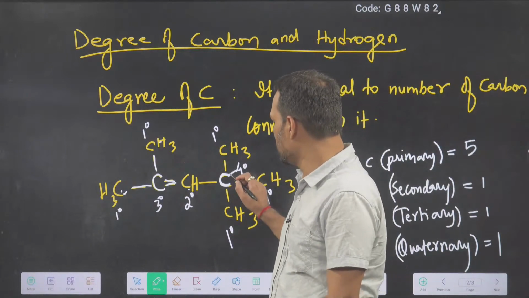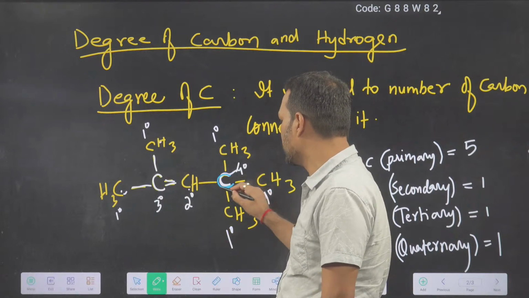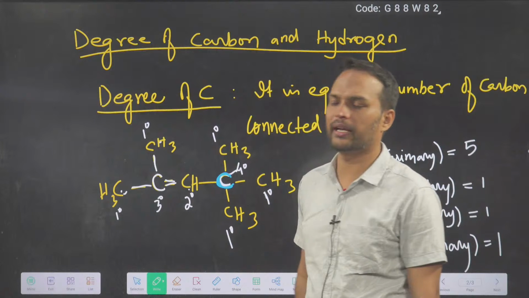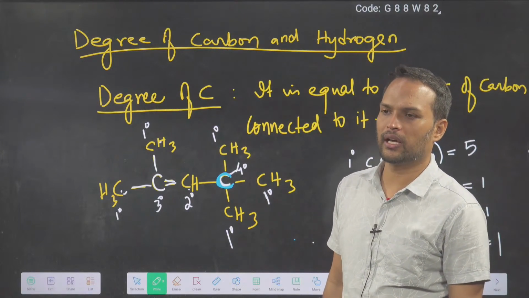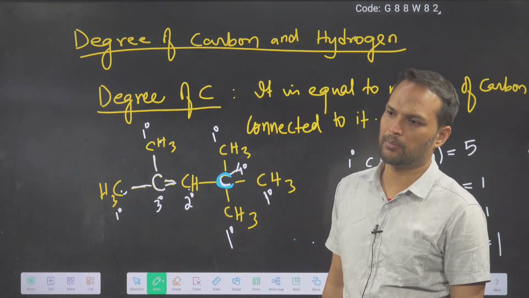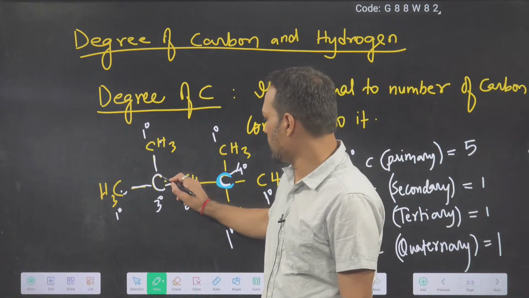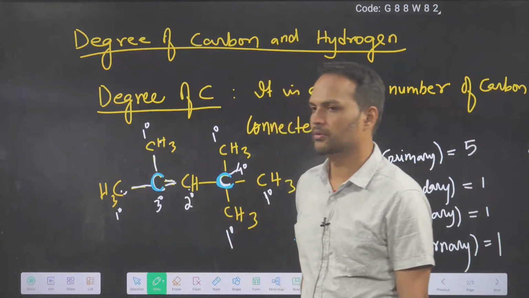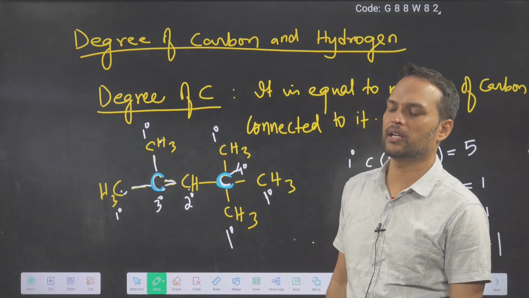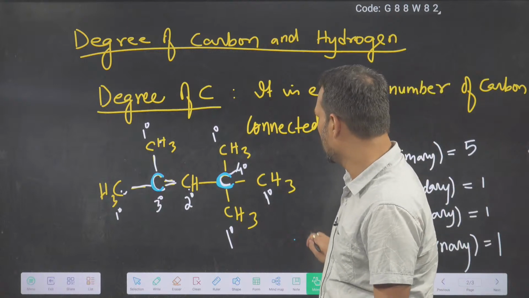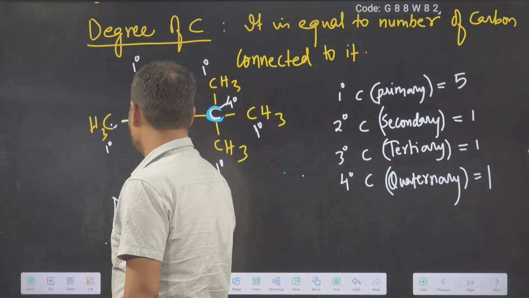Simple: one carbon is connected to how many carbon? See, this blue carbon I am talking about is connected to how many carbon? 4 carbon, so the degree is 4, quaternary carbon. This carbon is connected to how many carbon? 3 carbon, 1, 2, 3. Degree is 3, tertiary. Clear? That's it.